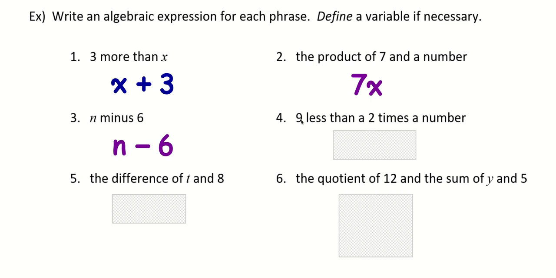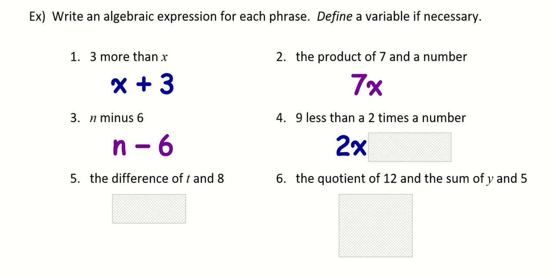And then 9 less than 2 times a number. So how do we write that? Well, first of all, 2 times a number, I'll just use x again. And then how do you represent something that's 9 less than that? Think about it. Just some random number like 50. What's 9 less than 50? You're probably thinking, well, 41. 41 is 9 less than 50.